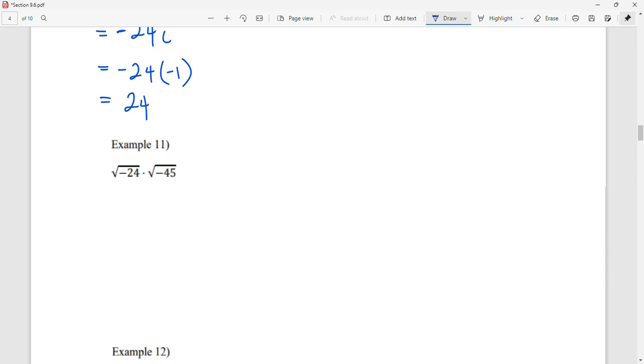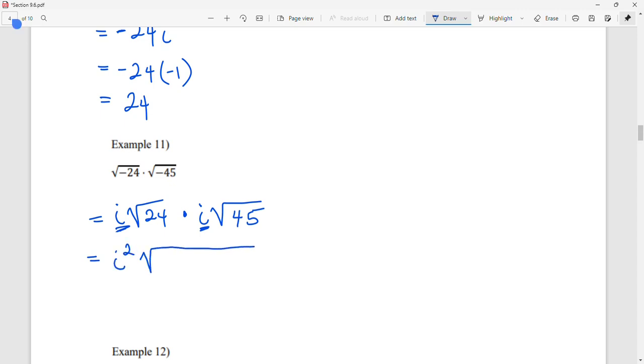In example 11, I am going to take the i out of each one separately first before I begin. When there is a square root of a negative, pull out the i to the front. So now we have i root 24 times i root 45. We can multiply the i times the i together. That's i squared in the front, and we'll have 24 times 45 on the inside of the radical. So what I like to do is take out the i first, then I can combine the radicals together.